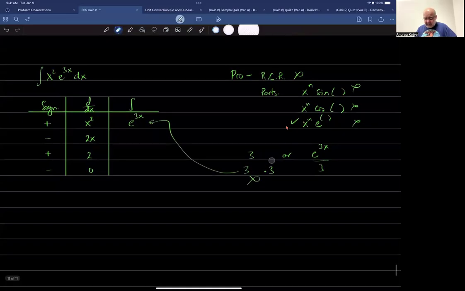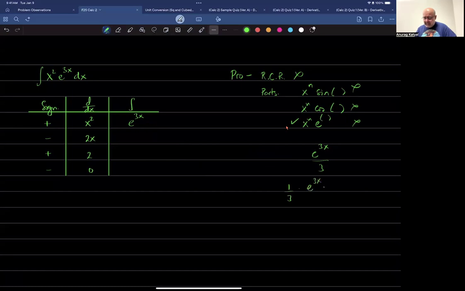Now let's try the other guy. Let's verify by finding the derivative. Derivative of this would be 1/3 times e to the 3x times the derivative of the power, which is 3. The 3's cancel. That means that's the correct antiderivative. So this would be e to the 3x over 3.